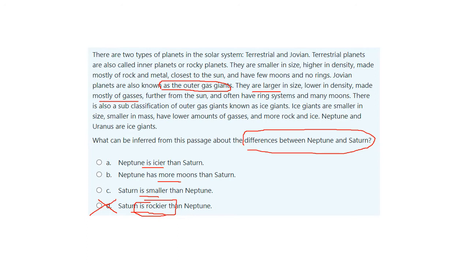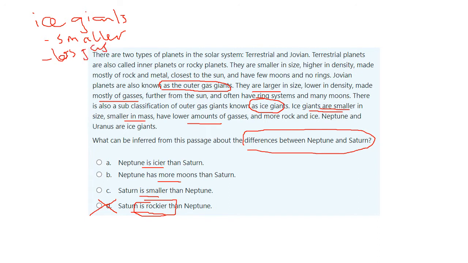There is also a subclassification of outer planets, outer gas giants, known as ice giants. Ice giants are smaller in size. So ice giants are smaller. Just make a note, they are smaller. They are smaller in mass. They have lower amounts of gas, less gas. And more rock and ice, more ice.